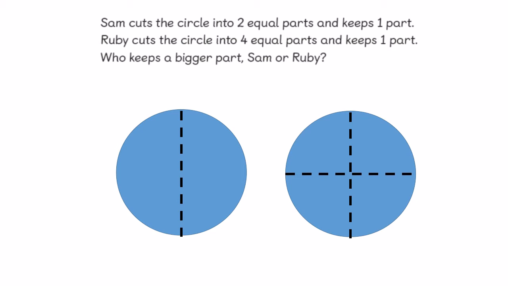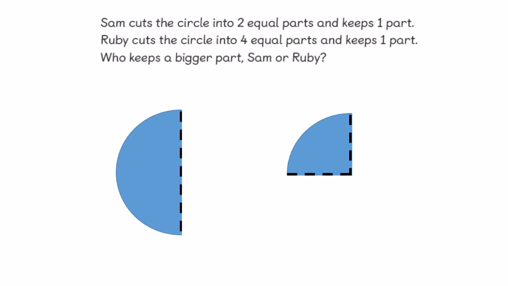Sam cut his circle into 2 equal parts. So you can see on the screen I've used a dotted line to divide the circle into 2 equal parts. Ruby cut her circle into 4 equal parts. Can you put your finger on the screen and count the equal parts with me? 1, 2, 3, 4. Well done. Both Ruby and Sam each keep 1 part of their circle.